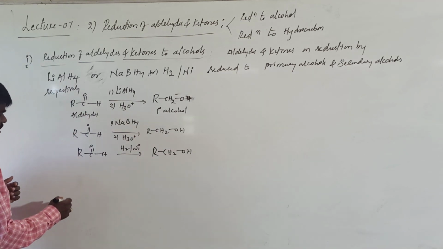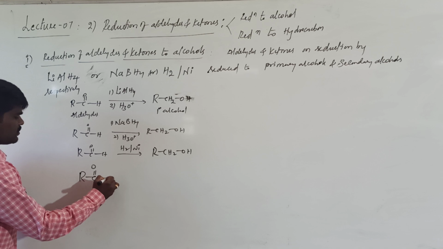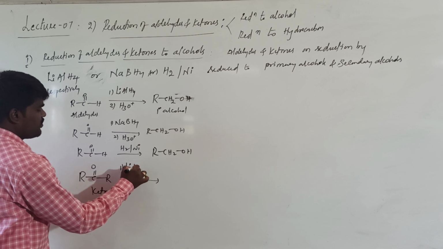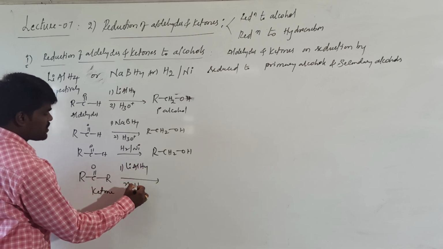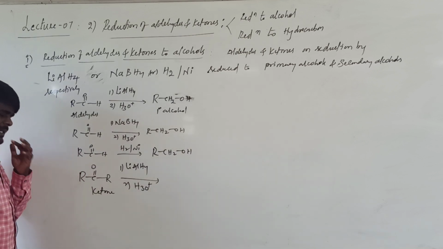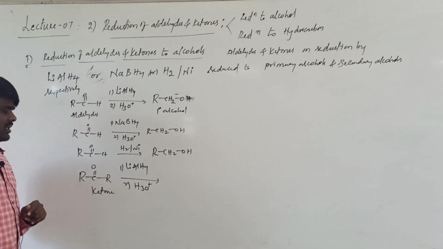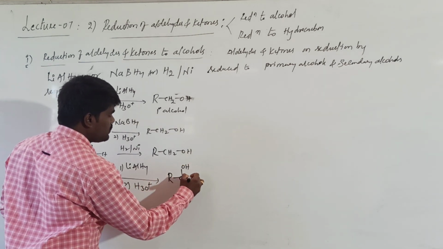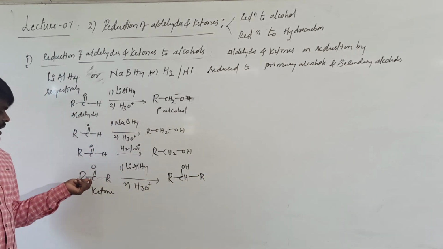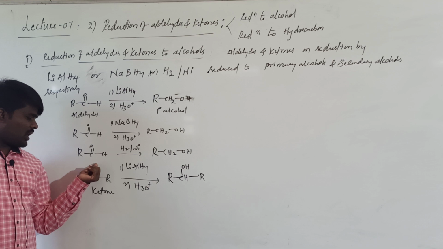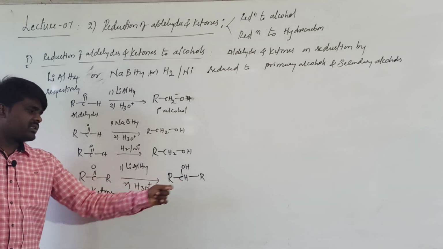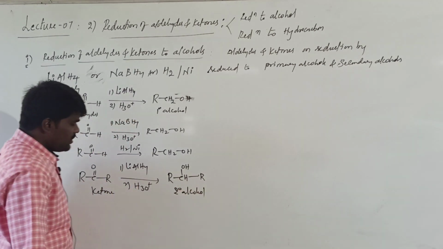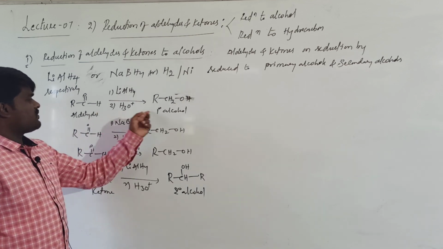Suppose you are taking ketones on reduction by any one of these. Either you may take lithium aluminium hydride followed by hydrolysis, all the reactions will be the same. The extent of reactivity will be different, but the reduction will be the same. Here also you have to add two hydrogens across the carbonyl group, one hydrogen to the carbonyl carbon and one hydrogen to the carbonyl oxygen, and remove the pi bond so that you will get the corresponding alcohol. This is what we call secondary alcohol. Ketones will give secondary alcohol and aldehydes will give primary alcohol.